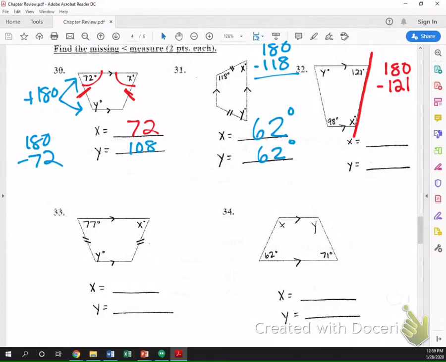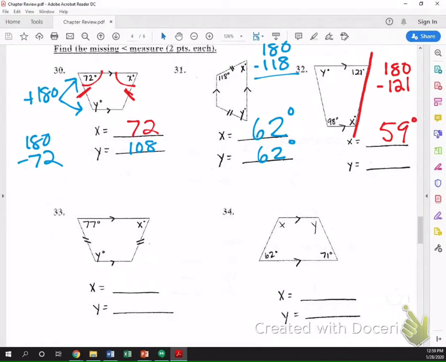That's if it's an isosceles trapezoid, I believe. What do you get? 180 minus 121. 59. 121. What's on the board?